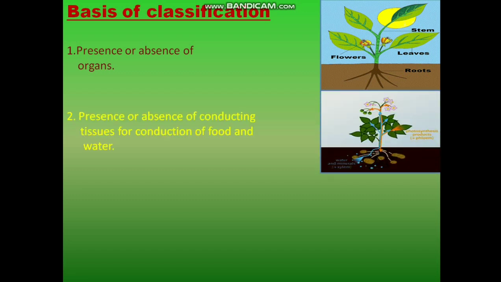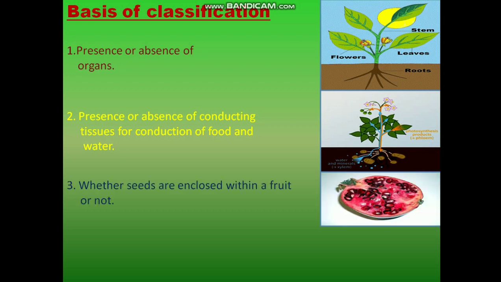Number 2. Presence or absence of conducting tissues for conduction of water and food is the next consideration for classification. As you can see in the picture, xylem is used for the conduction of water and phloem is used for the conduction of food. Presence or absence of these conducting tissues plays an important role in classifying plants.